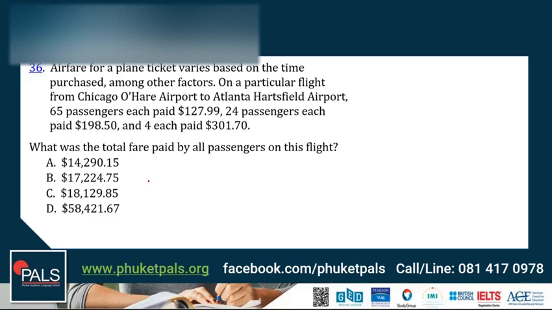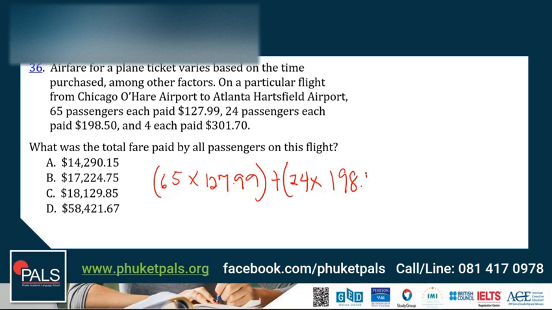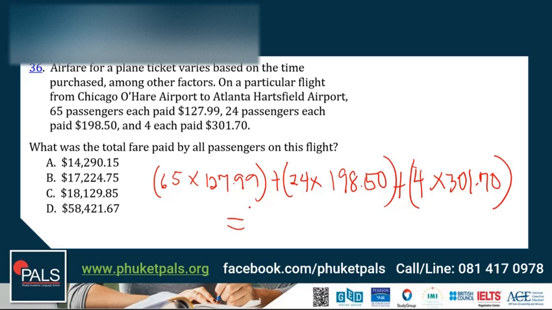So let us add to find the total fare. First, 65 times 127.99 plus 24 times 198.50 plus 4 times 301.70. Then using a calculator, the answer is 14,290.15. Letter A.